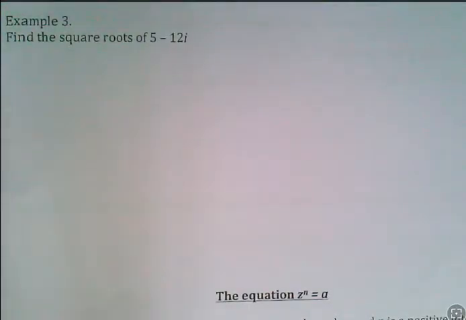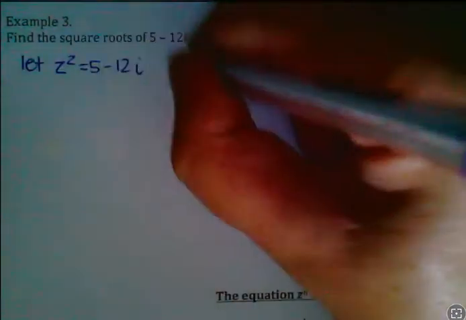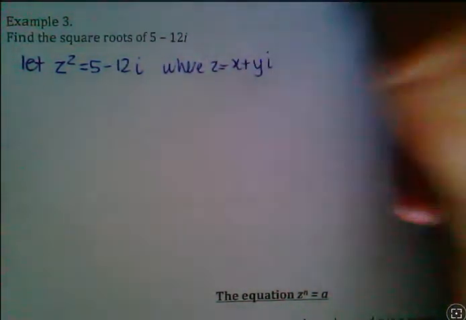Continuing on from page 3 of the Polynomials booklet, find the square roots of 5 minus 12i. Now we did do this in complex numbers, so this is a review. Remember we let z squared equal 5 minus 12i, where z equals x plus yi. So therefore, (x plus yi) squared is equal to 5 minus 12i.